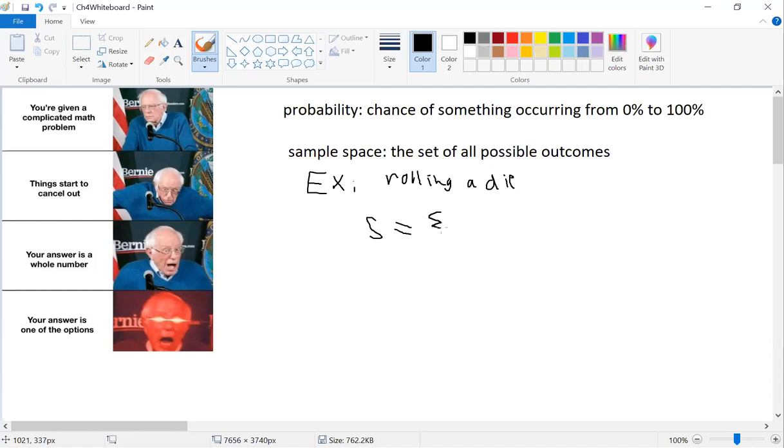And we use bracket notation. This is set notation. You should have learned this from an earlier mathematics course. But if you haven't, we use these fun little brackets to denote our sets. And here we have 6 outcomes: 1, 2, 3, 4, 5, 6. Please write them down. 1, 2, 3, 4, 5, 6. And that is our sample space.